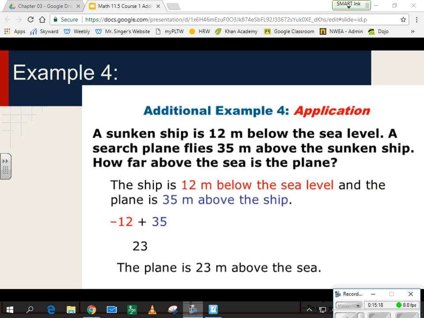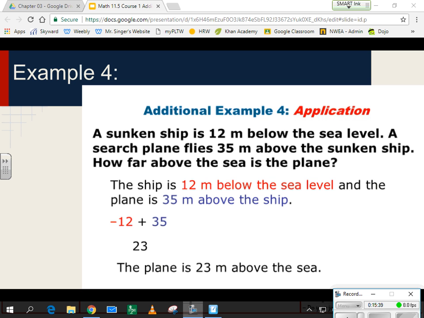And finally, our last example is a word problem. So you got to read carefully when it tells you certain things in word problems to know if it's a positive or negative number. In this case, it says a sunken ship is 12 meters below the sea level. A search plane flies 35 meters above the sunken ship. How far above the sea is the plane?